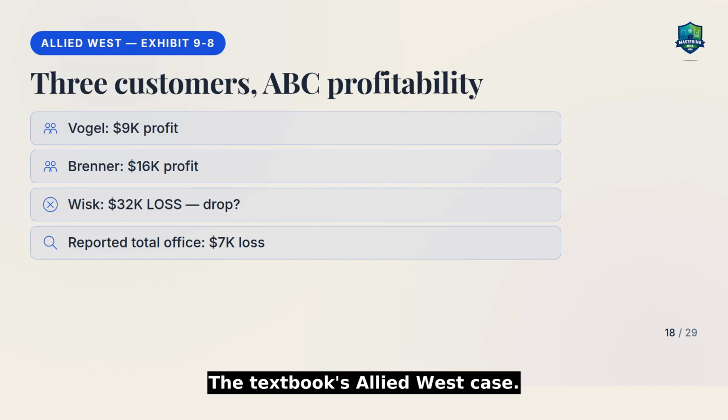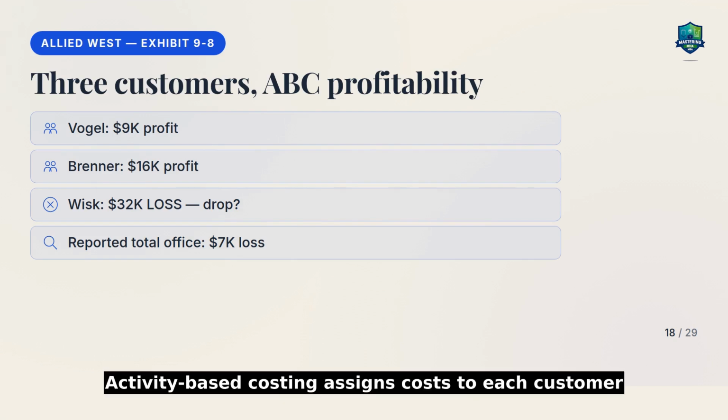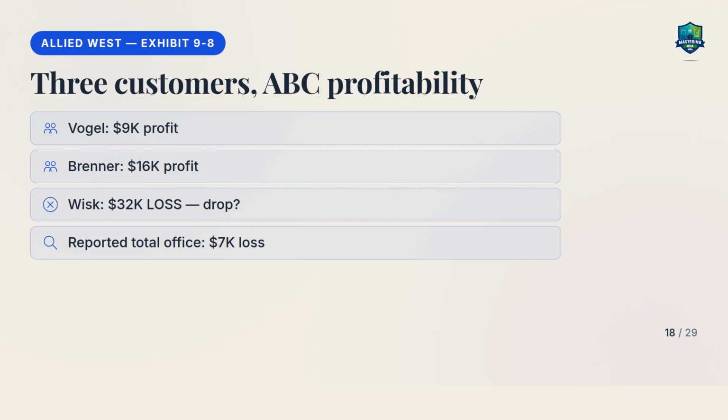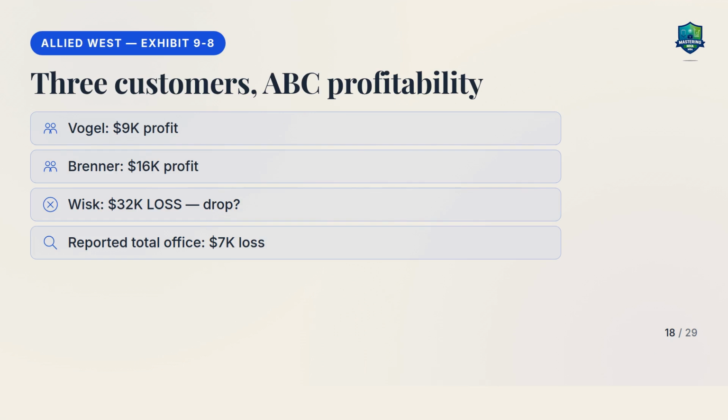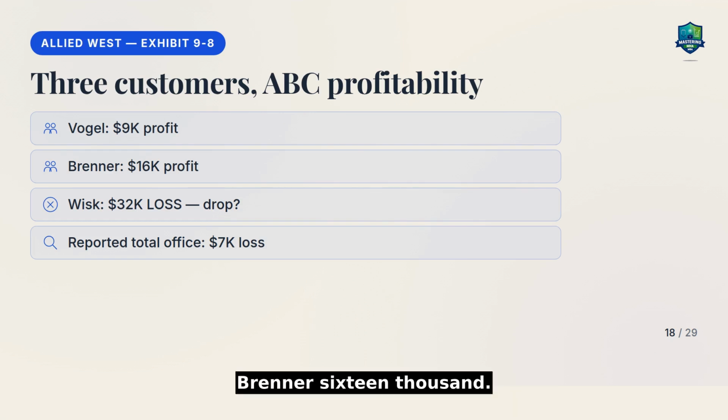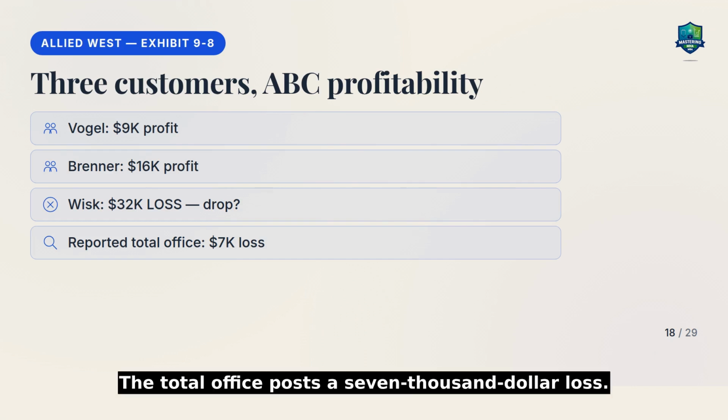The textbook's Allied West case. Allied West is the West Coast sales office of Allied Furniture. 3 customers, Vogel, Brenner, Whisk. Activity-based costing assigns costs to each customer based on the activities supporting them. Look at the bottom line. Vogel makes $9,000, Brenner $16,000, Whisk loses $32,000. The total office posts a $7,000 loss.